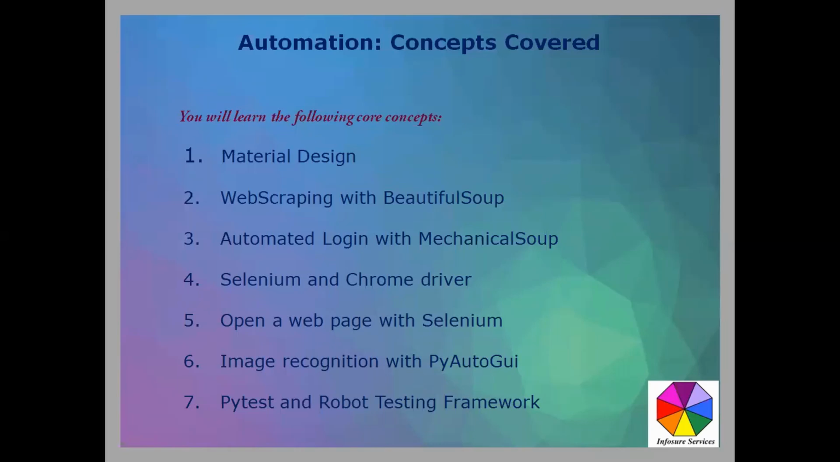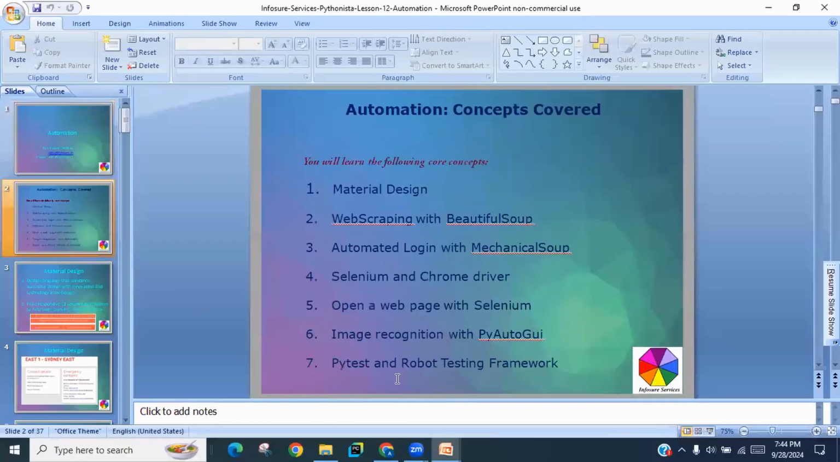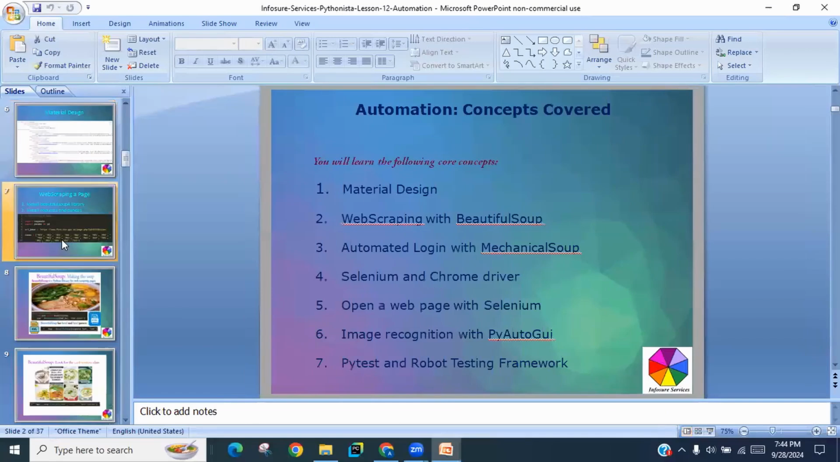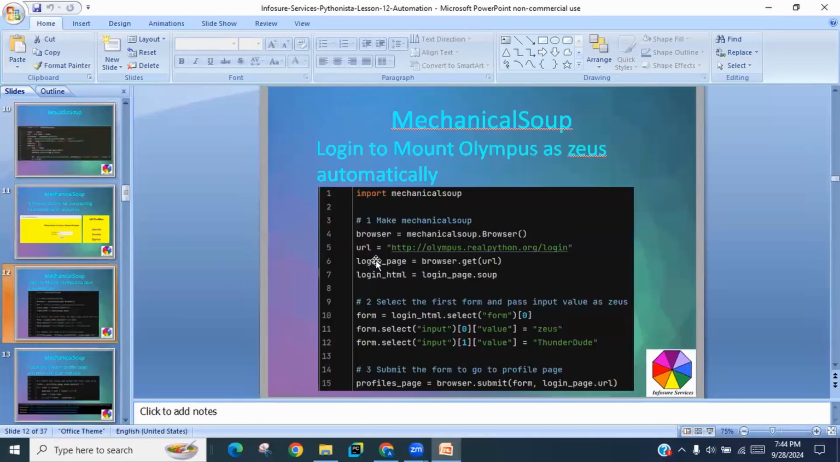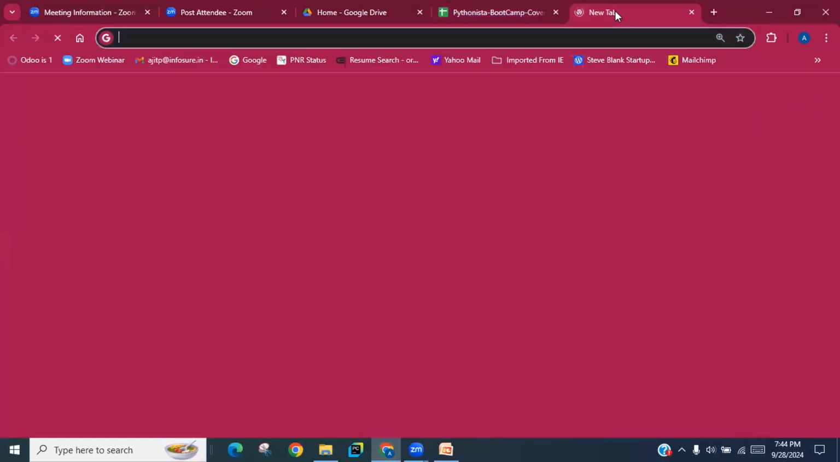I can even show that in one moment. So far we have just looked at how to open a page and log in. Let me first show you manually how it looks. Before we go to automating it, olympus.realpython.org can be pulled out. Let me see.